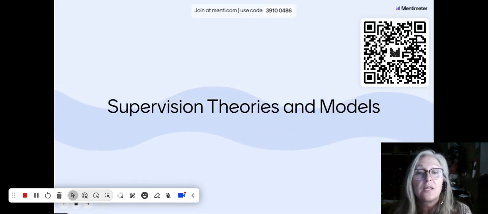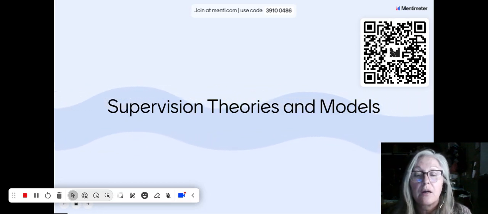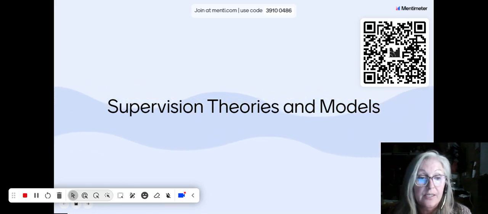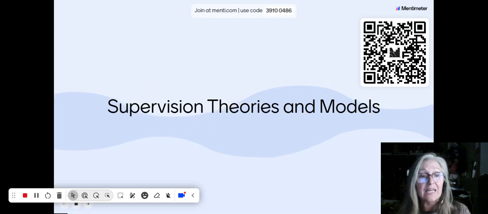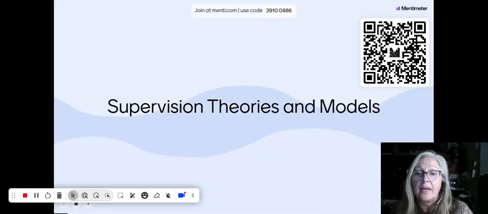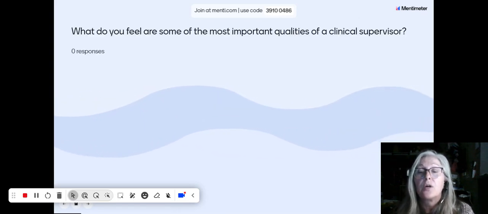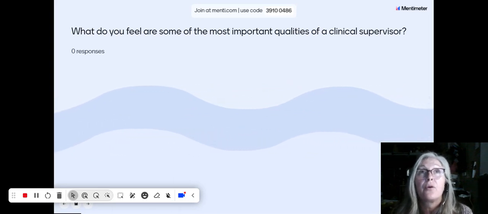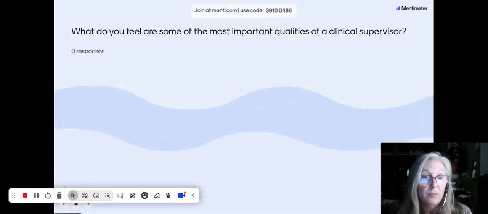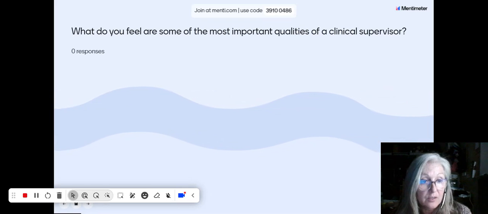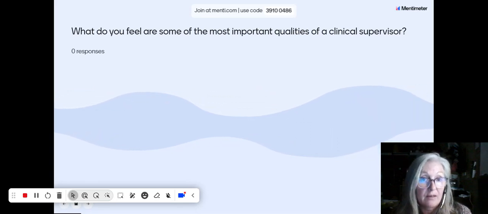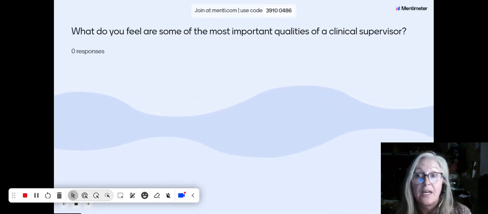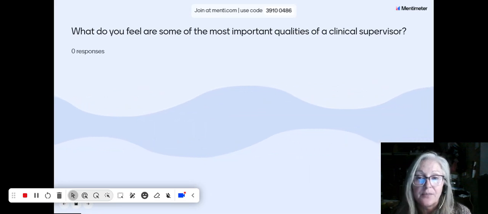Okay, so this module we're going to be talking about supervision theories and models. We're focusing solely on being a clinical supervisor in this section. When you think about someone who is responsible for another person becoming an independent clinician, think about what qualities that person needs to have. If you would put those up there, I'd love to see your thoughts.